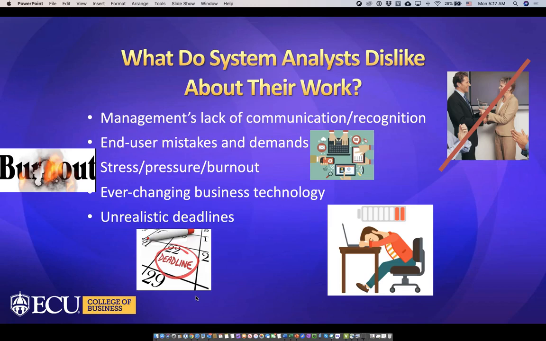Talking about problems, the disadvantages of these kinds of jobs would be that there would be a lot of stress and pressure. Management may not communicate sufficiently, or they may not recognize your job sufficiently. But that could be in any job really. End user mistakes and demands could be challenging, and sometimes there are unrealistic deadlines. So these careers, the ones that I mentioned, they're analyst roles, so they're actually beginning roles in your career. In that sense, yes, there's stress and pressure, but you're also young and able to take it.